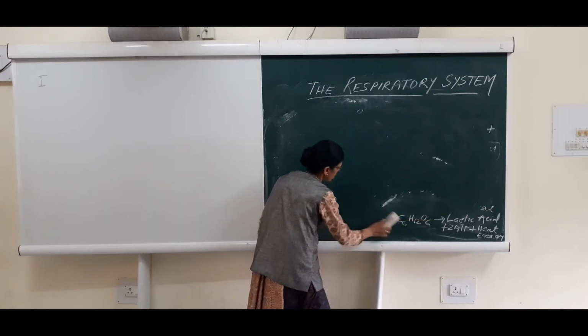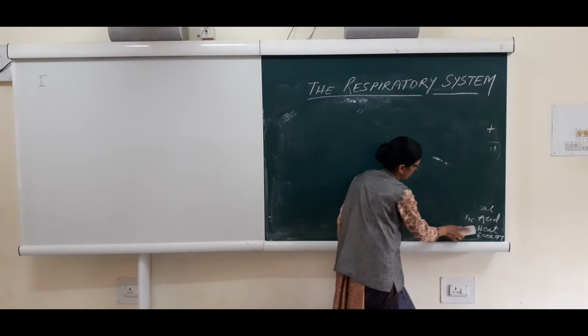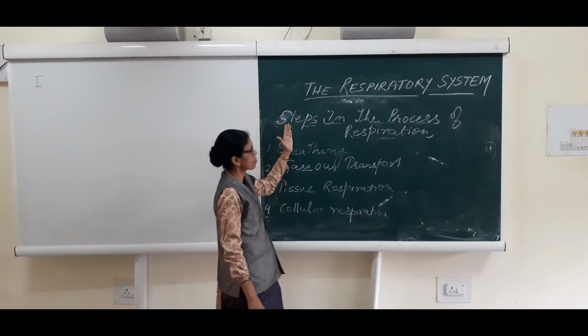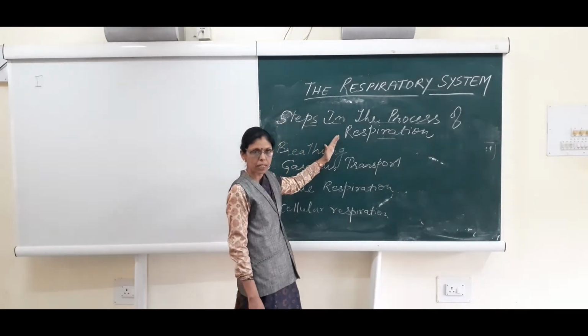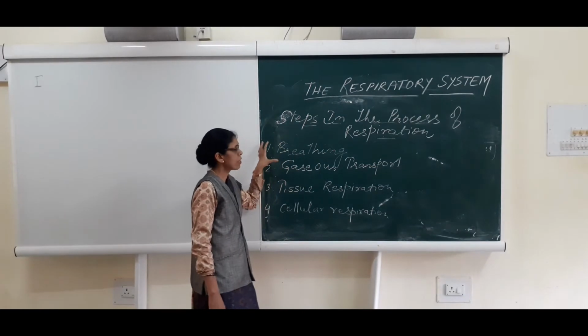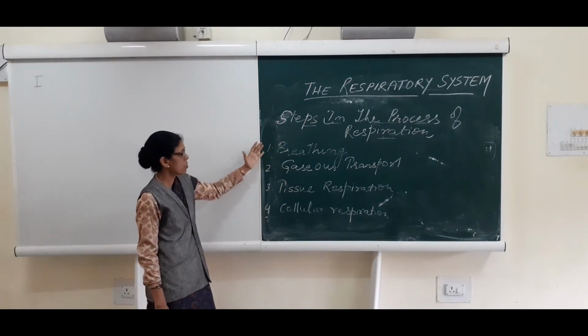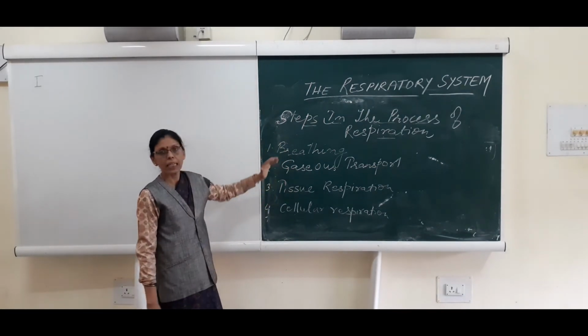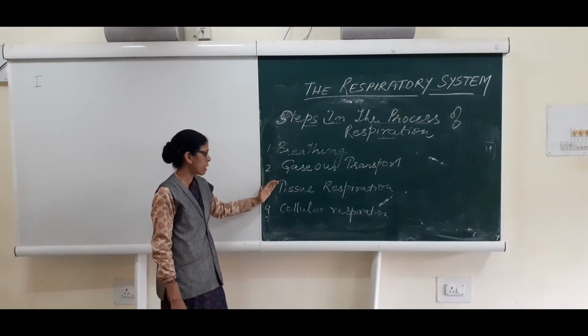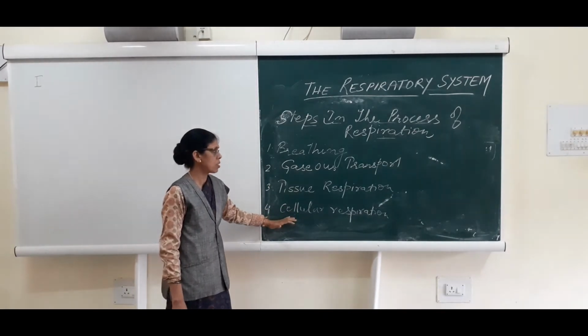Can someone define or recall what is breathing? Now we will study the various steps in the process of respiration. How does this process take place? The process of respiration takes place majorly in 4 steps. They are number 1, breathing, then gaseous transport, tissue respiration and cellular respiration.